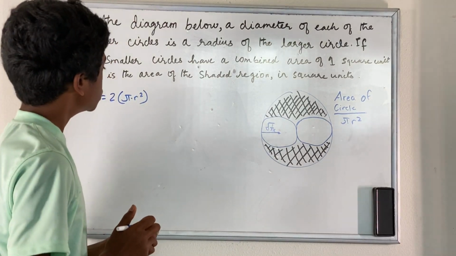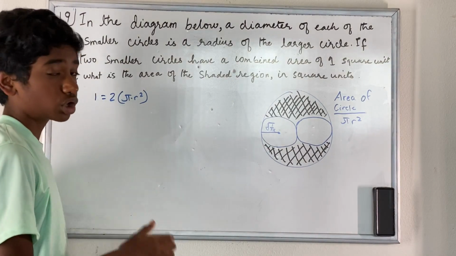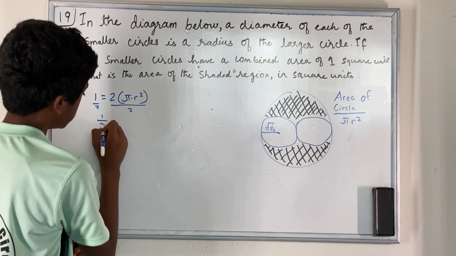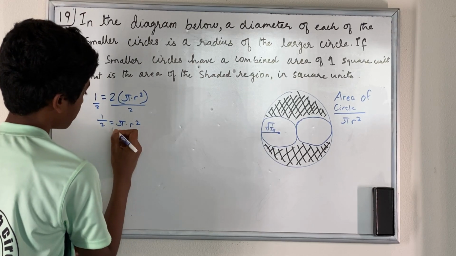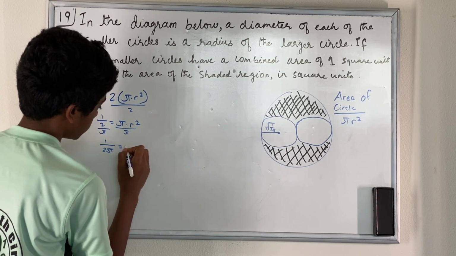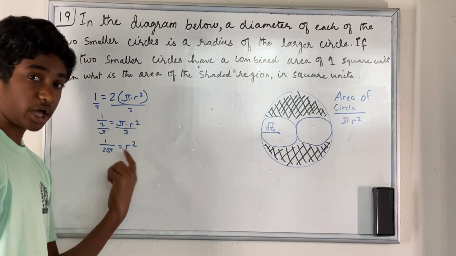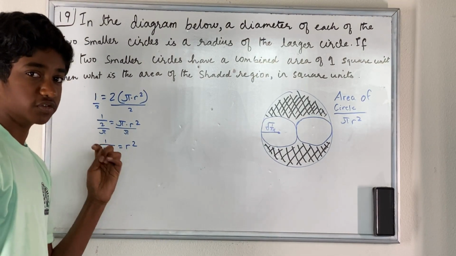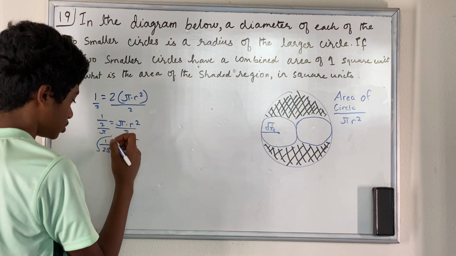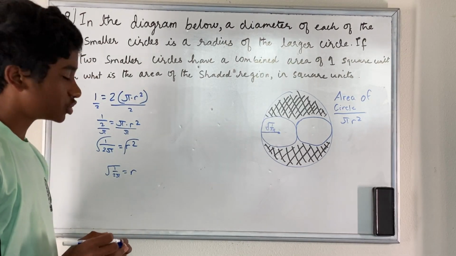Pi times r squared. So since we're looking for the radius of one of the smaller circles, we have to solve for r. Not r squared, r. So let's solve for r. So first I divided the equation by 2 on both sides, and then I divided the equation by pi on both sides. Now we're left with r squared is equal to 1 over 2 pi. So now I'm going to square root both sides to get what r is equal to. So r is equal to the square root of 1 over 2 pi.